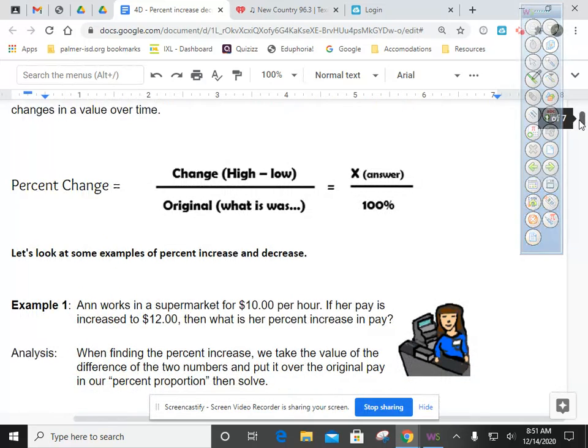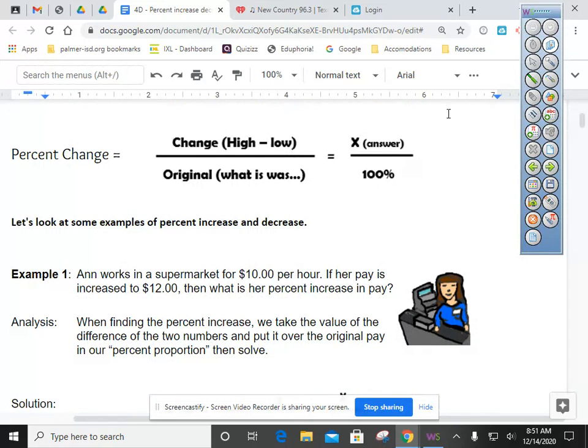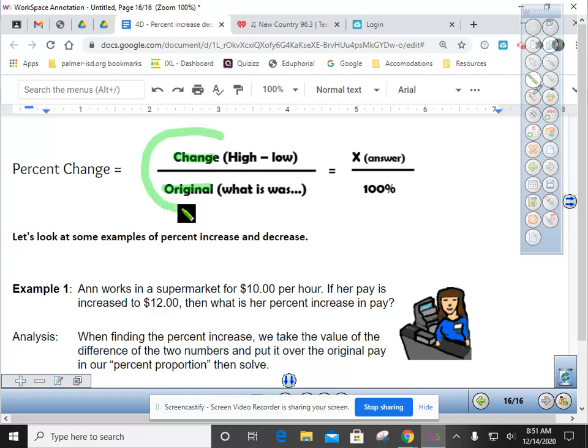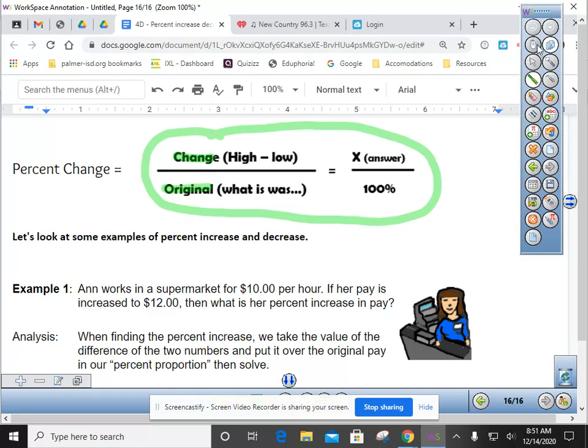So percent change means the change, you've heard me say this before, change over original. That means you take the original number, what it was, and then you subtract the highest number minus the lowest number and put that on top. What is this whole thing right here called? Proportion. There you go, proportion. We're really good at writing those, aren't we?